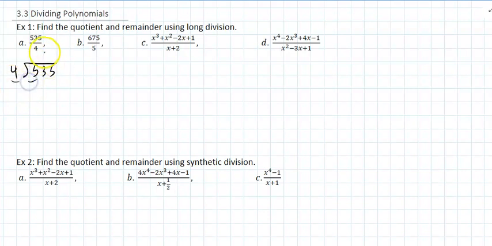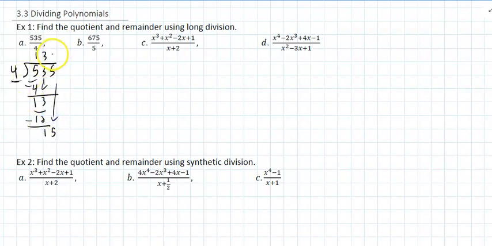4 divides 5 one time. 1 times 4 is 4. Subtract. Bring that number down. 4 divides 13 3 times. 3 times 4 is 12. Subtract. That's a 1. Bring the 5 down.